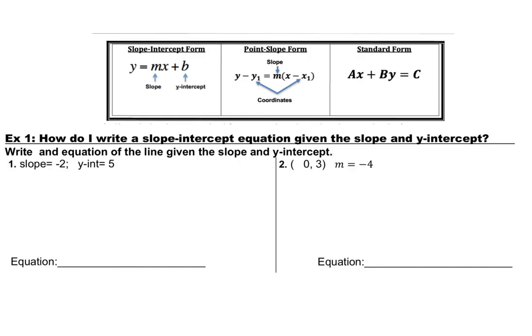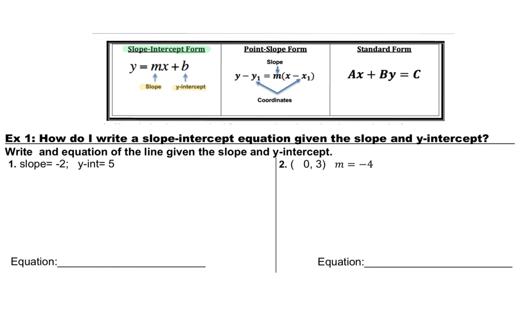Example 1: how do I write a slope-intercept equation given the slope and the y-intercept? Remember that we learned that the slope-intercept equation is y equals mx plus b, where the m represents the slope, the steepness of the line, and the b represents the y-intercept, where the line crosses on the y-axis.